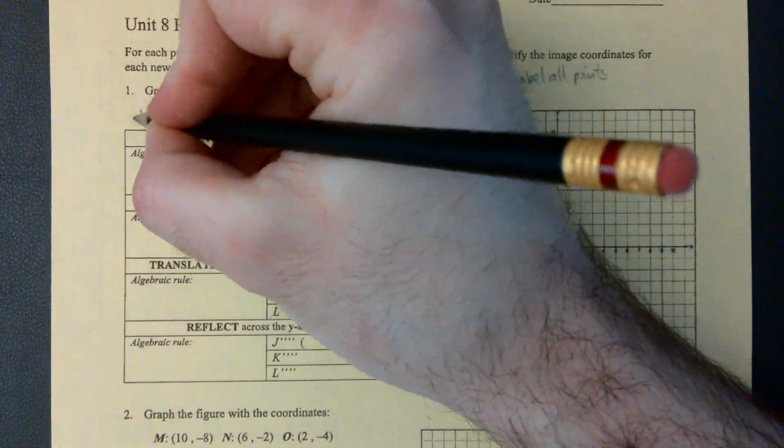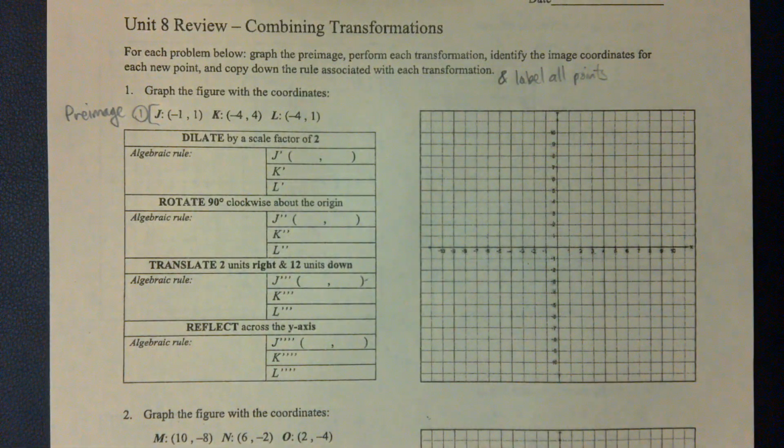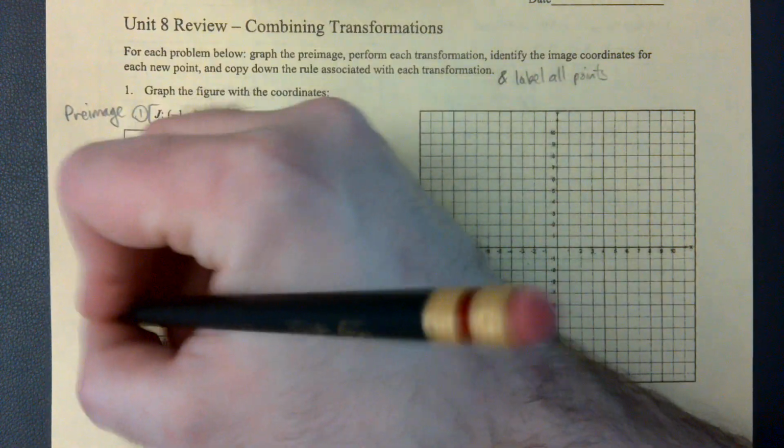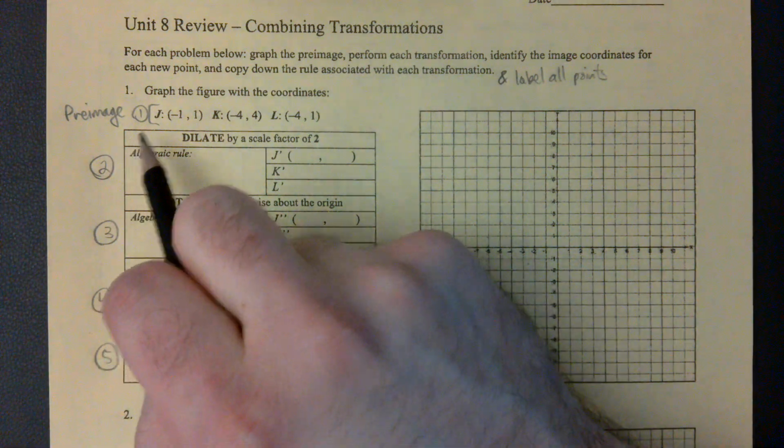I'm going to graph my pre-image here. That's going to be triangle number 1. You don't have to number them as long as you label all the points, but I number them just so I can keep track of what I'm doing. Just like that. So I'm going to do number 1 in pencil.